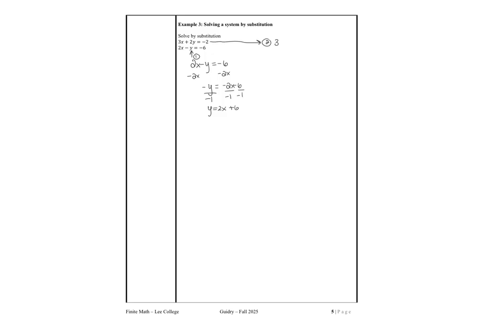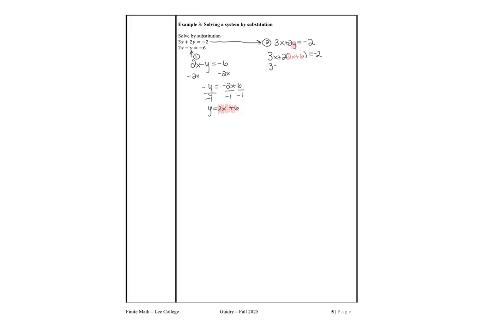So I have 3x plus 2y. Please note that I used the other equation on purpose. Equals negative 2. And right here you see where it says y. Well, I know what y equals. y equals 2x plus 6. So 3x plus 2 times some stuff equals negative 2. And that stuff I'm plugging in is 2x plus 6.